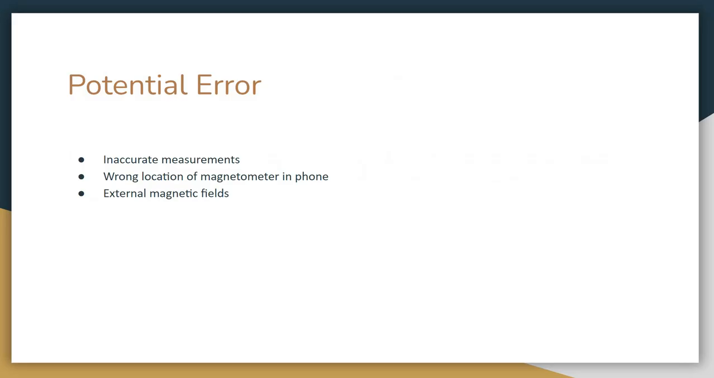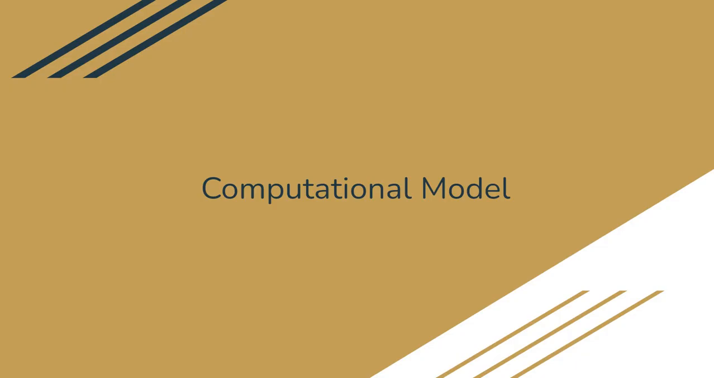And there is lots of potential error in this experiment. For my group personally, it was very difficult to get accurate measurements. Also, the location of the magnetometer on the phone could be slightly inaccurate, because moving it just a tiny little bit changed the reading by a lot. And there are also external magnetic fields. For instance, some other group members could have had their phone on the table, which has a magnetometer and a magnetic field, or their computers on the table. So that could skew the data.